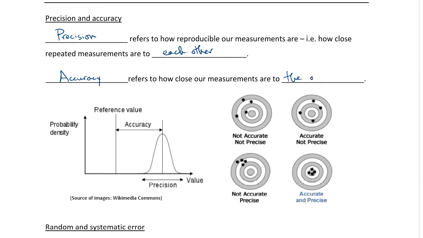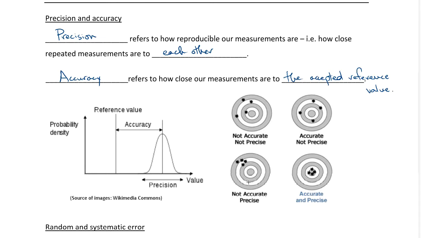So, for example, let's say that we were trying to measure acceleration due to gravity and we kept getting a value of 7 meters per second squared. That would be a relatively inaccurate experiment compared to one that got a value of 10 meters per second squared.